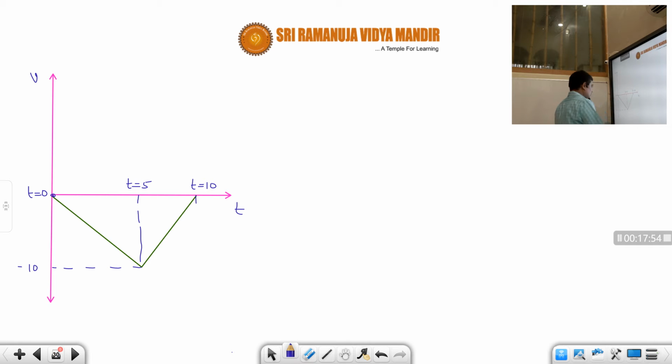So now let us see how to draw the photo diagram. Okay, first let us see throughout its motion, its velocity is negative or positive, students. From time t equal to 0 to time t equal to 10, its velocity is negative. Velocity is what, students?